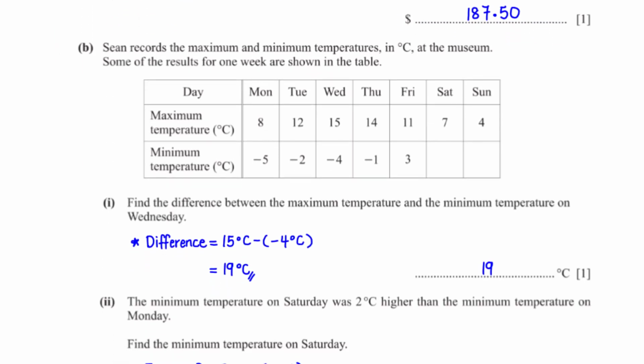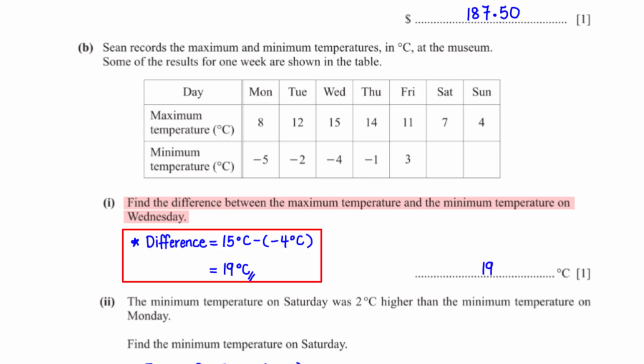Sean records the maximum and minimum temperatures in degrees Celsius at the museum. Some of the results for 1 week are shown in the table. Find the difference between the maximum temperature and the minimum temperature on Wednesday. The maximum temperature on Wednesday was 15 degrees Celsius and the minimum temperature on the same day was -4 degrees Celsius. And so the difference is equal to 15 degrees Celsius minus -4 degrees Celsius, which is equal to 19 degrees Celsius.